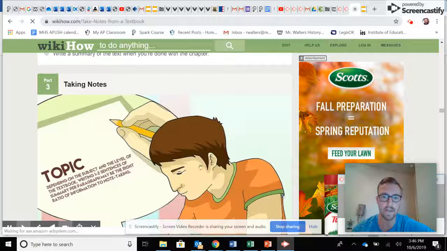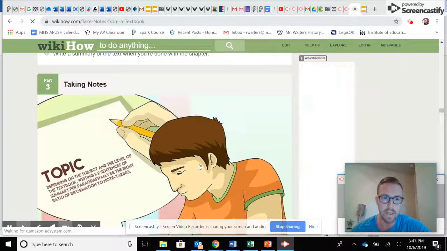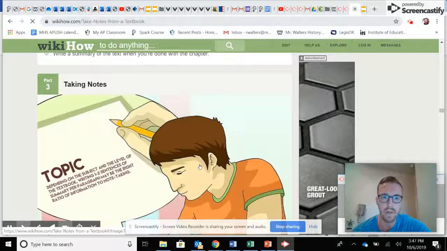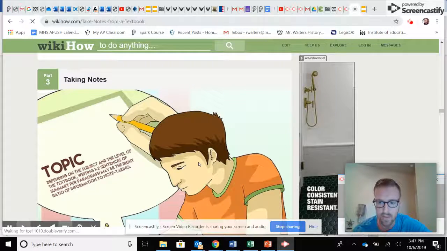Lesson 2 on how to take notes. I wanted to get a little more specific with what those notes should look like. So, continuing on with the article on my site, www.ryanmwalters.weebly.com, there's a link there on a WikiHow article on how to take notes over a textbook.